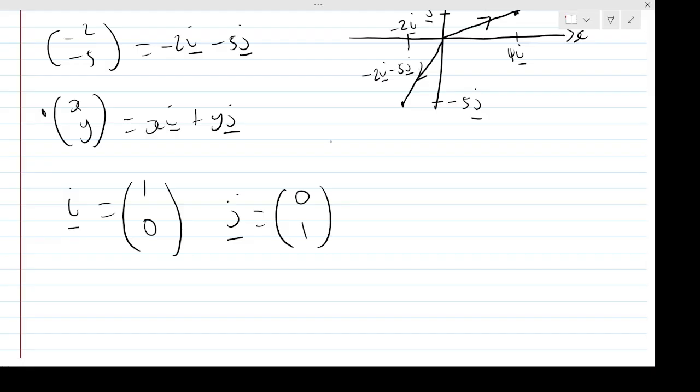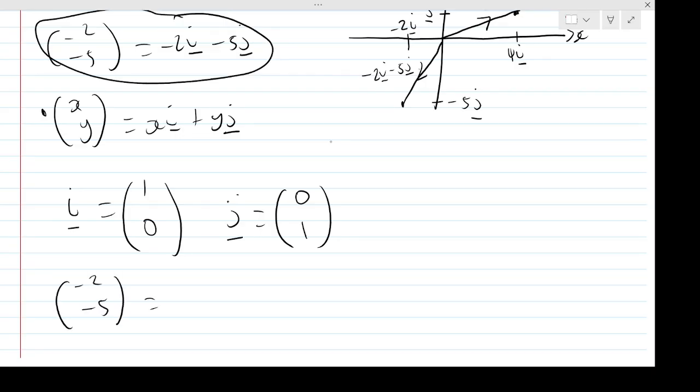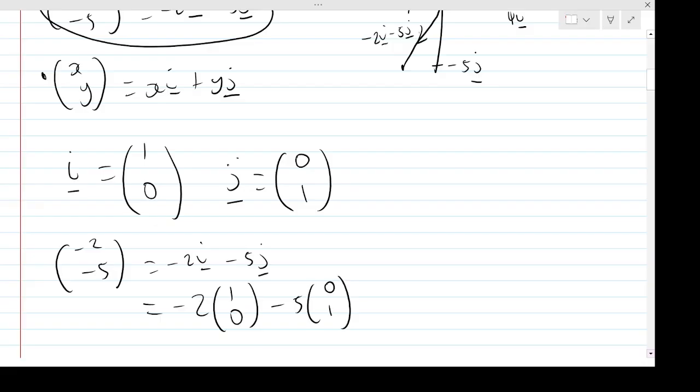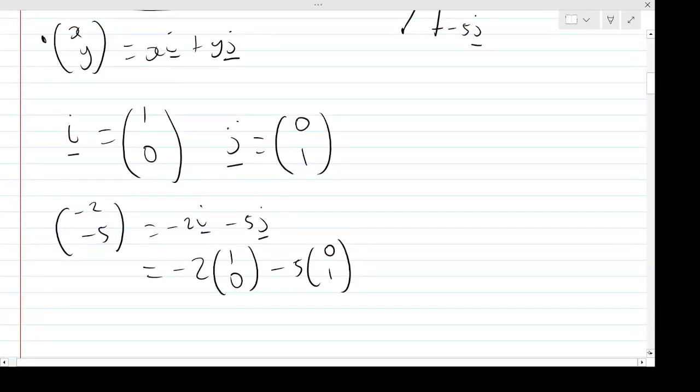Hopefully you can see. So as a very quick example, let's have a look up here at the vector B. We saw that (-2, -5) was -2i -5j. But then if we introduce these vectors for i and j as columns, that's going to be -2 lots of (1, 0), -5 lots of (0, 1). Then we can multiply it in the usual way, as you see with GCSE.